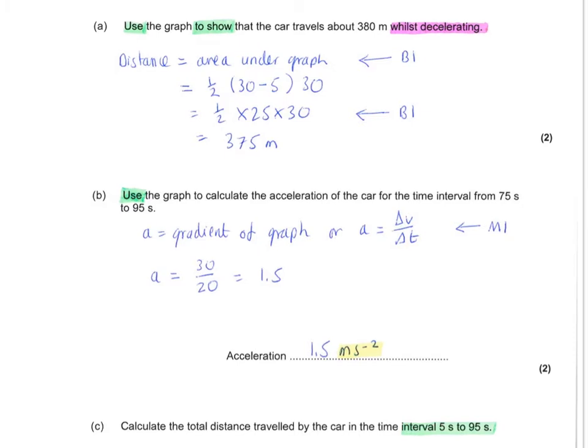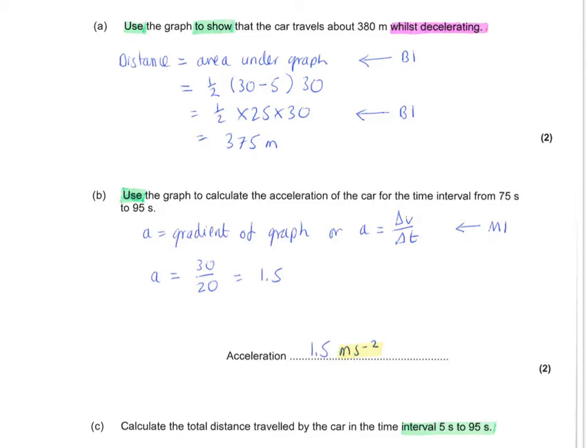Part B. Again, you're asked to use the graph, and you are asked to find the acceleration of the car for the time interval from 75 to 95 seconds. Here on the mark scheme there was a method mark. That means that the final answer is worth nothing without previous evidence showing this stage.